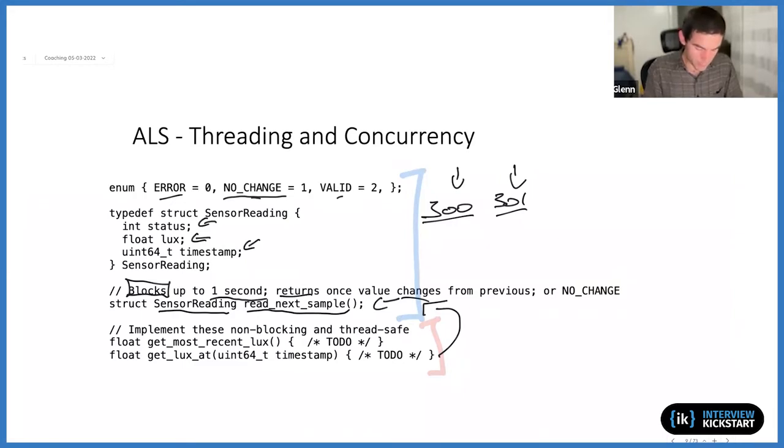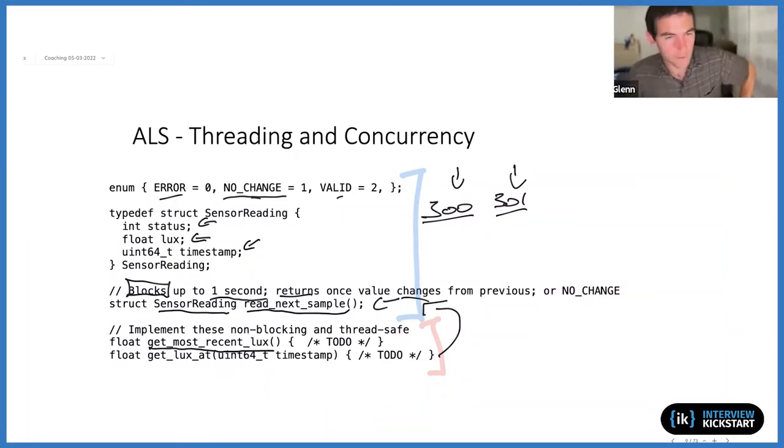And what we want to do is implement a non-blocking version of that function. We want a function that will return effectively immediately every single time it is invoked with the most recent acquired lux value. So let's focus on implementing this first. Get most recent lux. Hopefully I've summarized this problem statement sufficiently.